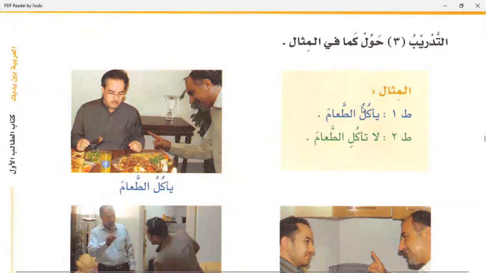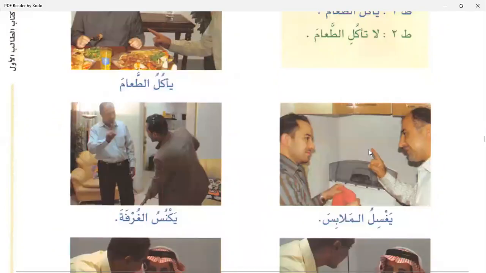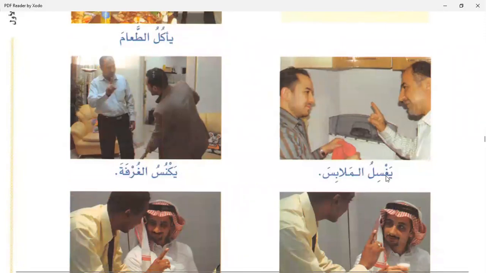So the action of the verb is done on food, so it has fatha, but ya'kulu has dhamma. You see, present tense has dhamma at the end of it, but when we prevent someone we use sukoon with the verb. For example, here we have the verb ya'kulu, after the addition of la we are preventing him from eating, so we'll say la ta'kul. Similarly, yaghsilu means he is washing, taghsilu you are washing. When we prevent the next person we will say la taghsil, dhamma will change into sukoon.